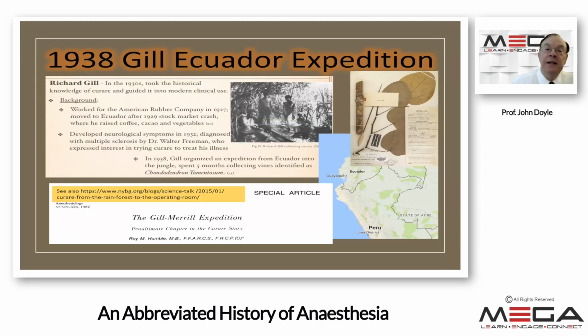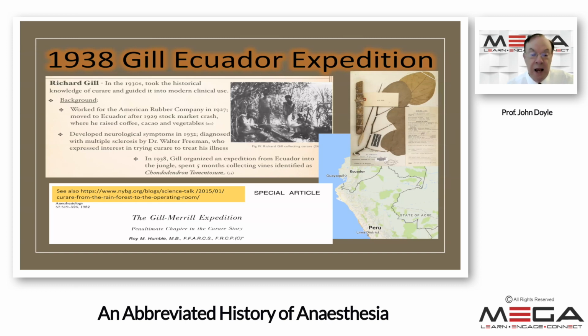A highlight in the story of curare is the 1938 Gill Ecuador expedition, where Richard Gill took a trip in 1938 to Ecuador to identify this plant that in folklore was associated with allowing you to capture animals, a product that you would put on the tip of an arrow and blow in a blowpipe.